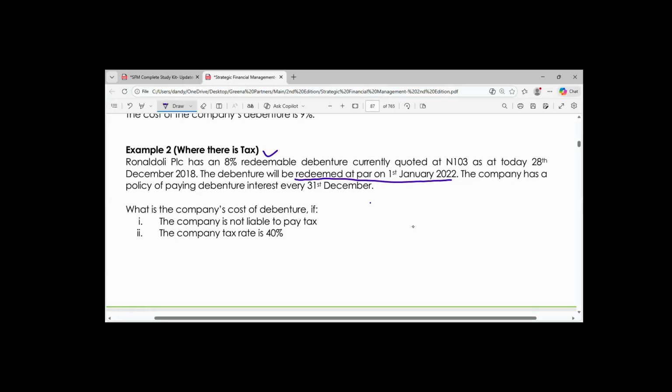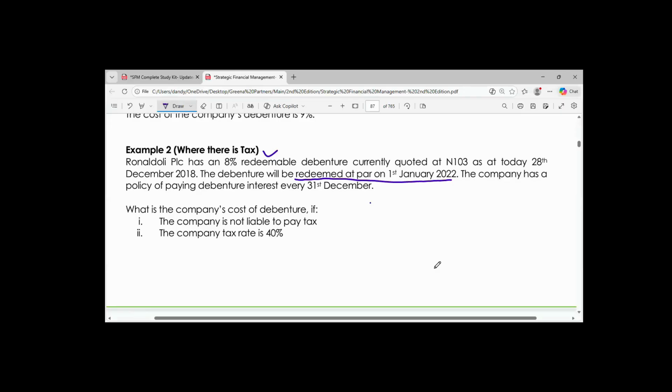Secondly, we also need to check from the question, when is the maturity date? Even though you are told it's 1st of January, how many years will this investment run through? We are told that today is 28th December 2018, and the debenture will be redeemed at par on 1st of January 2022, so you need to count how many years we have between December 2018 and January 2022.